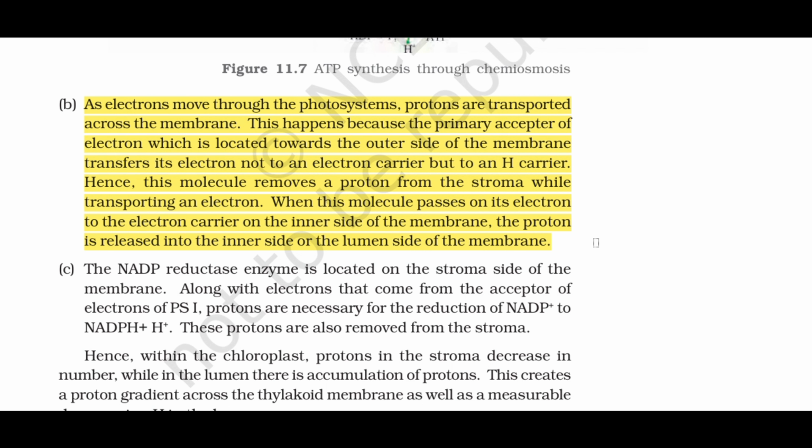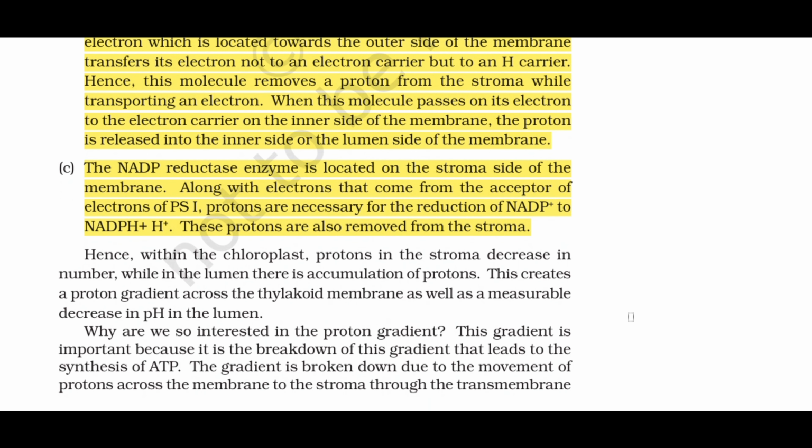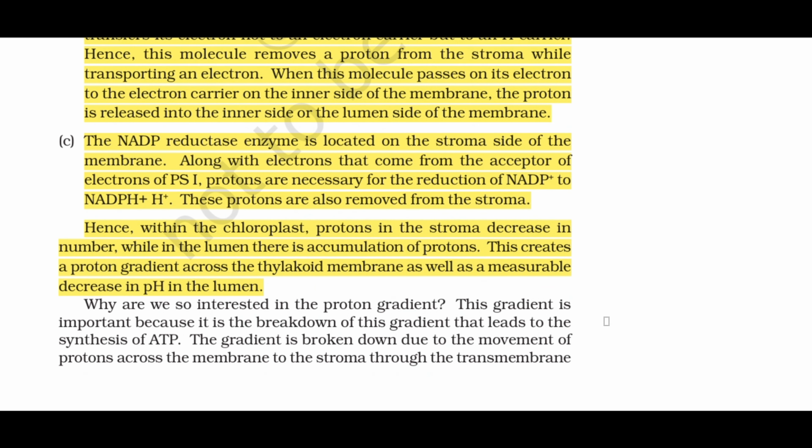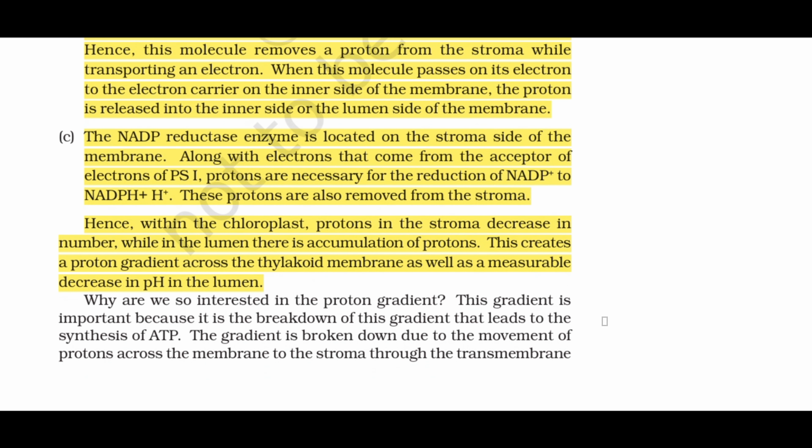C. The NADP reductase enzyme is located on the stroma side of the membrane. Along with electrons that come from the acceptor of electrons of PS1, protons are necessary for the reduction of NADP+ to NADPH+H+. These protons are also removed from the stroma. Hence, within the chloroplast, protons in the stroma decrease in number, while in the lumen there is accumulation of protons. This creates a proton gradient across the thylakoid membrane as well as a measurable decrease in pH in the lumen.